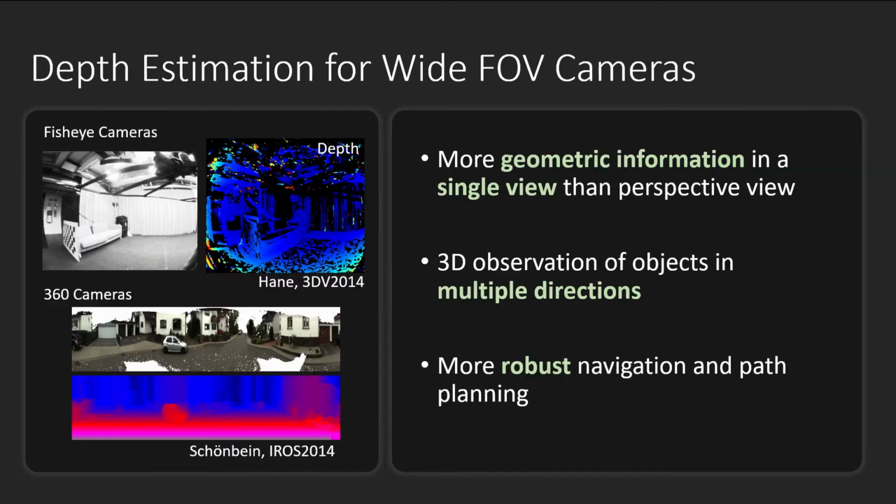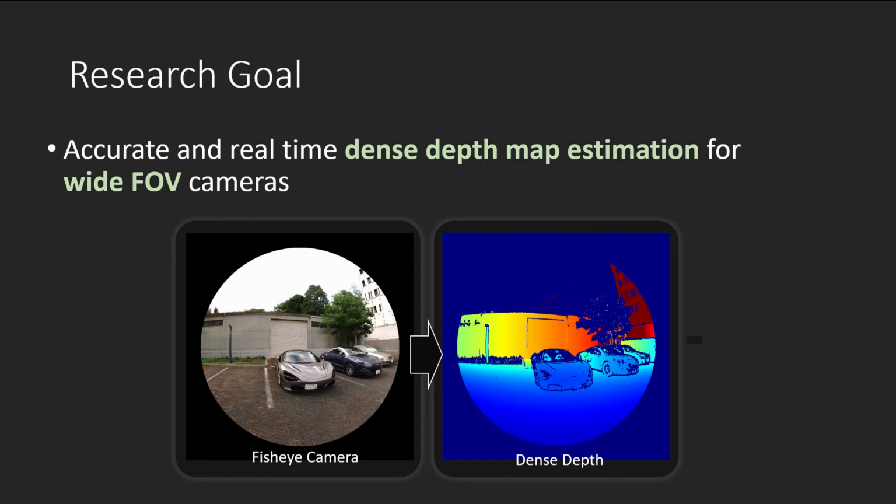In this work, we focus on the advantages of wide field of view cameras on depth estimation and 3D mapping. Wide field of view offers more geometric information in a single view compared to perspective view cameras. We can also simultaneously visualize and observe multiple objects in multiple directions. By having depth data in multiple directions, we can also improve navigation and path planning algorithms and make them more robust. In this research, our goal is to estimate a dense depth map that is both accurate and runs in real time using RGB images from wide field of view cameras.